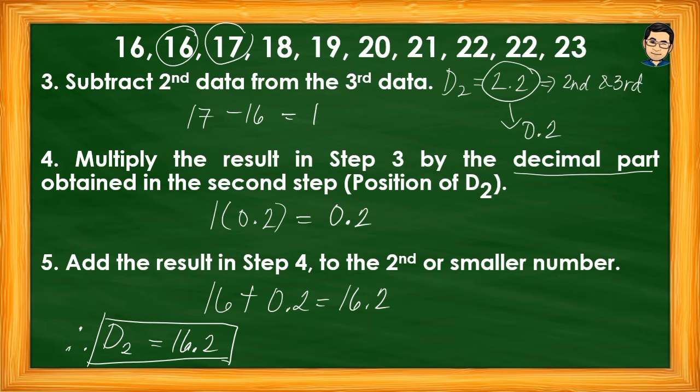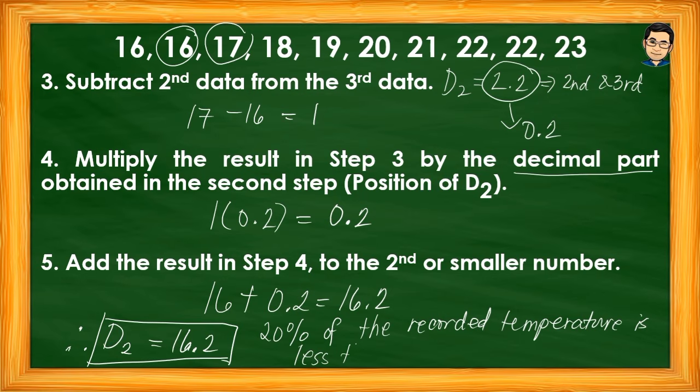Okay, so, paano natin yan i-interpret? 20% of the recorded temperature is less than or equal to 16.2 degrees Celsius. So, lalagyan natin siya ng unit. It's because temperature naman yan.